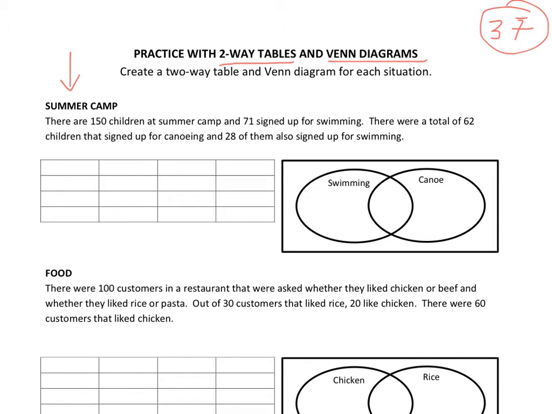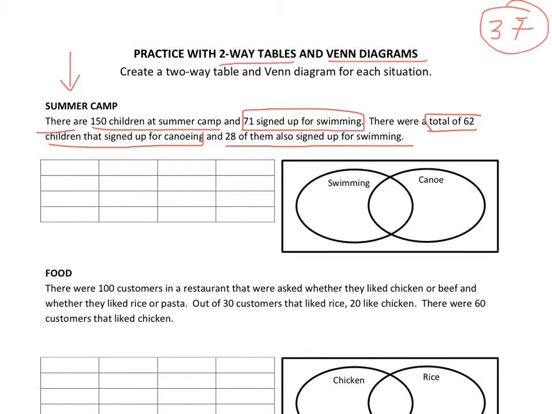Okay. The first thing I'm going to do is read through what the statements say, and then I'm going to fill in my two-way table with the information that I need. So this is about summer camp. It says there are 150 children at the summer camp. 71 signed up for swimming. There were a total of 62 children that signed up for canoeing, and 28 of them also signed up for swimming.